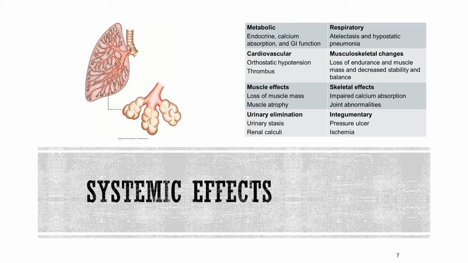So what are the systemic effects? Well, here's a chart from your textbook that shows you the effects all of our different systems have on our mobility: metabolic, cardiovascular, muscle effects, urinary elimination, respiratory, musculoskeletal changes, skeletal effects, and integumentary. All of this impacts a client's ability to move.